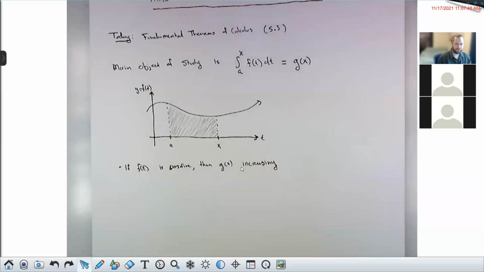Isn't that interesting? Where else have we seen this relationship between positivity and increasing? Well, derivatives, right? So this seems to suggest that f is somehow the derivative of g, which would mean that g is an antiderivative for f.